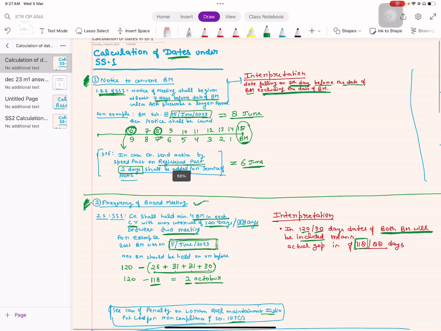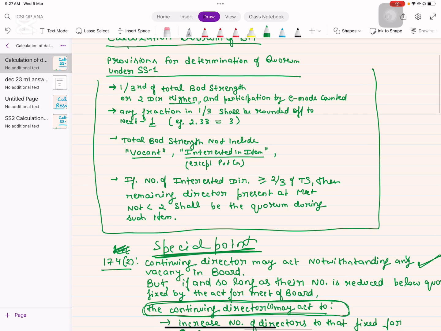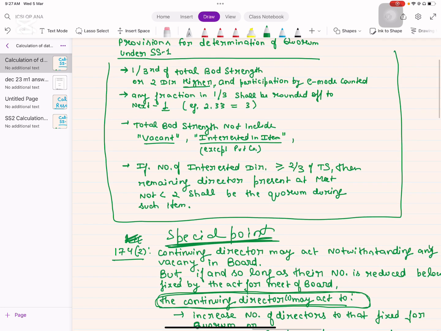Now before concluding, I have a bonus point, that is the calculation of quorum for a board meeting. Now the provisions for determination of quorum under SS1 and the Companies Act 2013 were given in a different order, but I have written it in this manner. So if you write this in the examination in this order, you will not have any problem calculating the quorum.